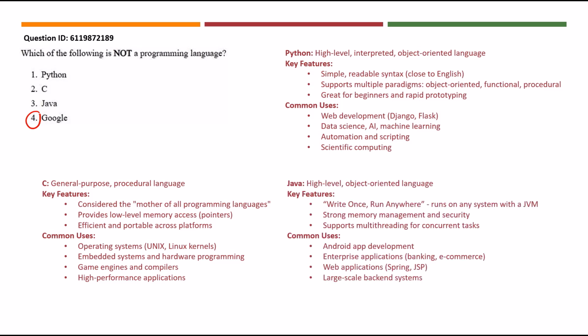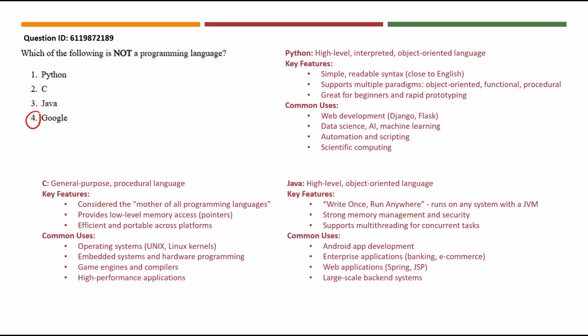What about Java? It's a high-level object-oriented language. The key feature of Java will include write once, run anywhere. This runs on any system with a Java virtual machine. It has strong memory management and security. This supports multi-threading for concurrent tasks. What are the common uses?